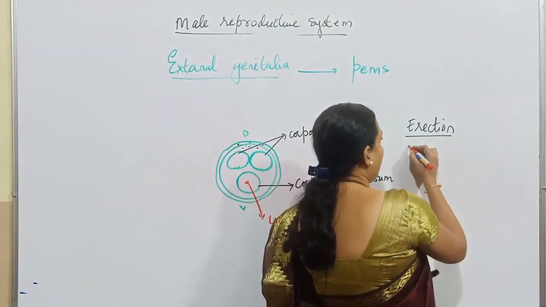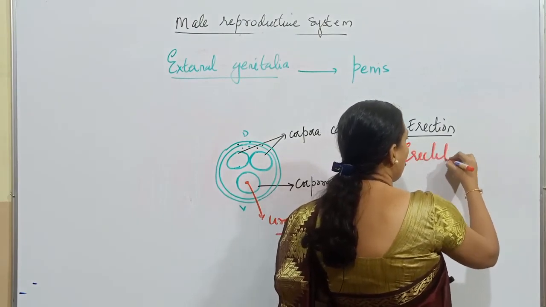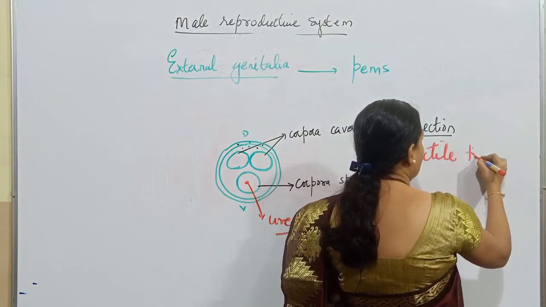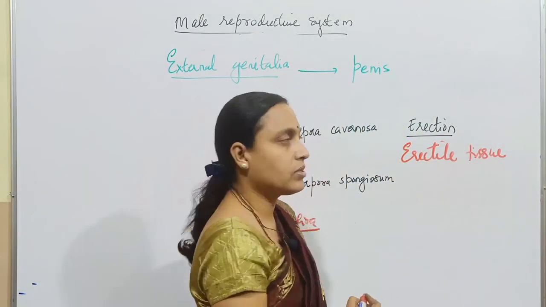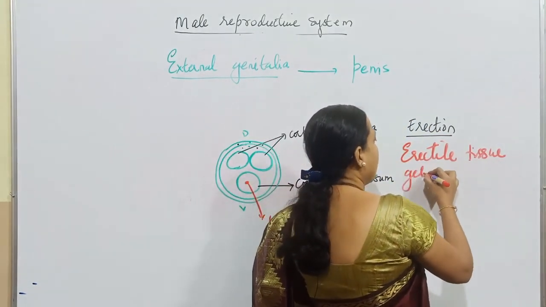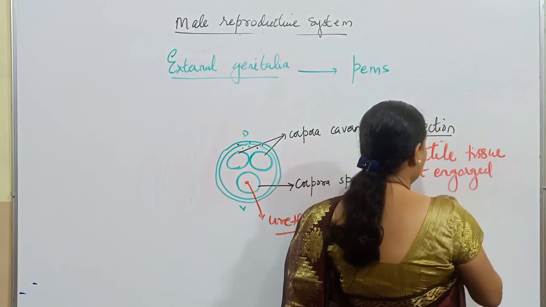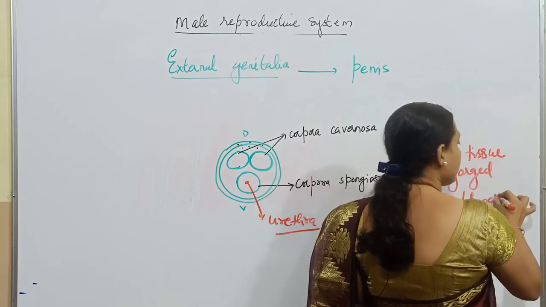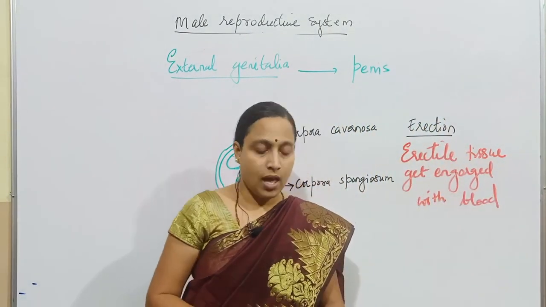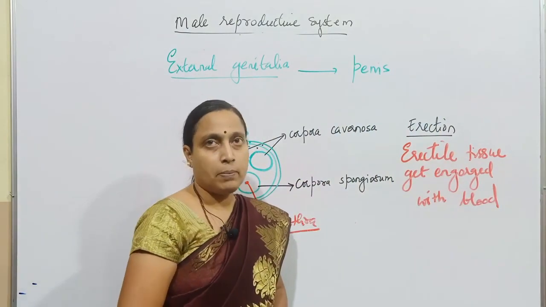So the erectile tissues, corpus spongiosum and corpora cavernosa, get engorged with blood, and this leads to erection of the penis.